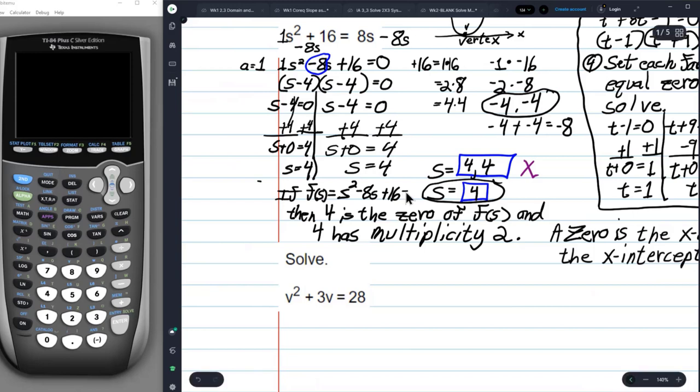So there are so many little facts to memorize. If you set the function equal to 0, which is basically what we did after we moved 8s over, we had s squared minus 8s plus 16 equals 0, and that means we're looking for the zero of the function. But you'll learn more next week how that all comes together. Right now it's good to just know that all this stuff is more than it looks like, a separate level of meaning.